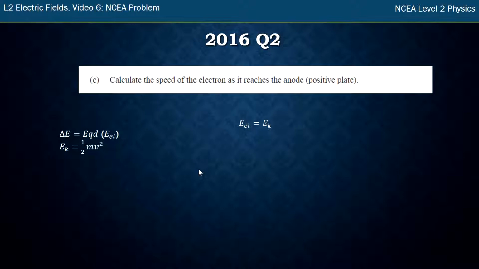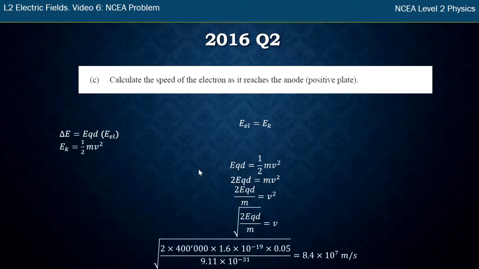And I have a formula for kinetic energy, half mv squared. I'm confident enough that instead of working out one at a time, I can just equate those and rearrange to find velocity. So I'm going to multiply both sides by 2, divide both sides by m, and now I've got v squared, so I'm going to square root, and then put my values in.